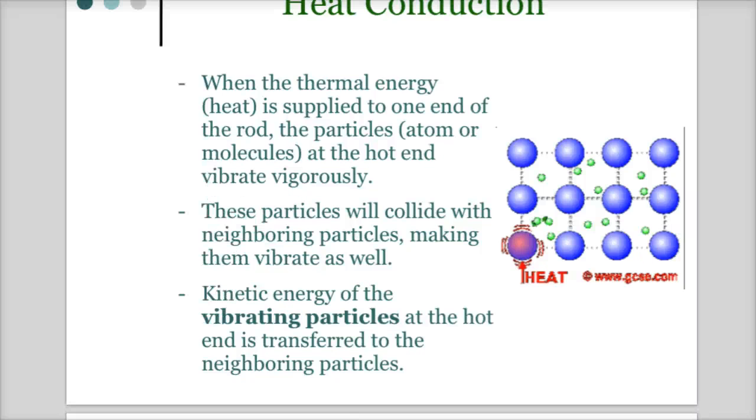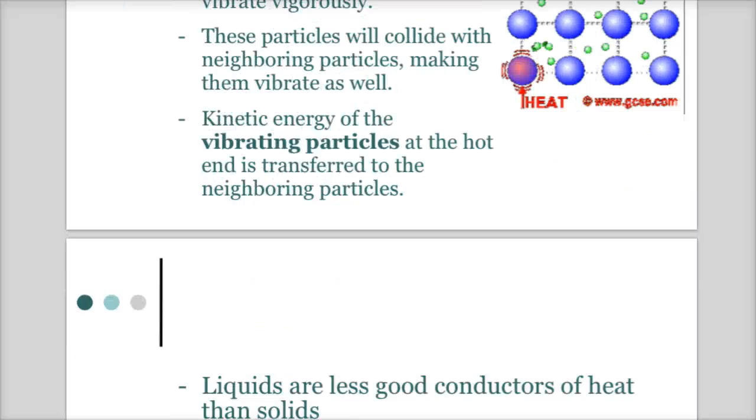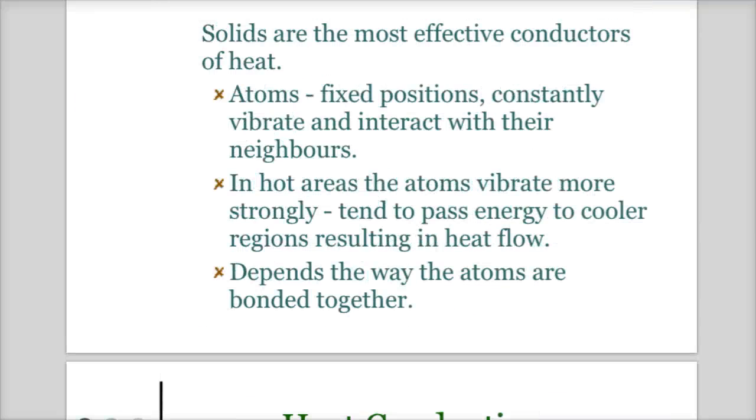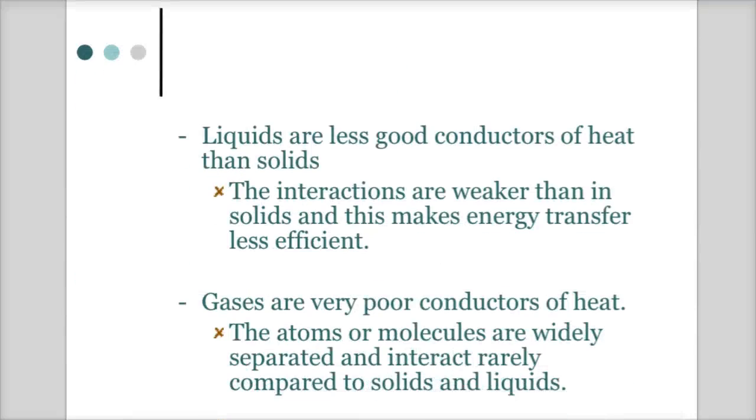Anyway, let's move on. So it says before that solids are the most effective and liquids are less good conductors. Why? The interactions are weaker than in solids, and this makes energy transfer less efficient. And then the next part is gases are very poor conductors of heat. The atoms or molecules are widely separated and interact rarely compared to solids and liquids.